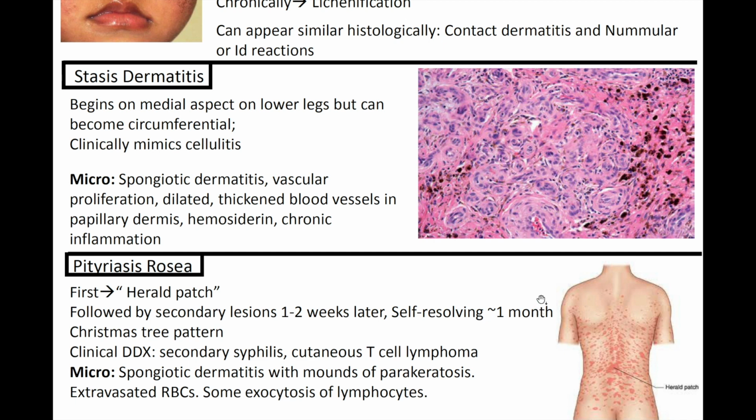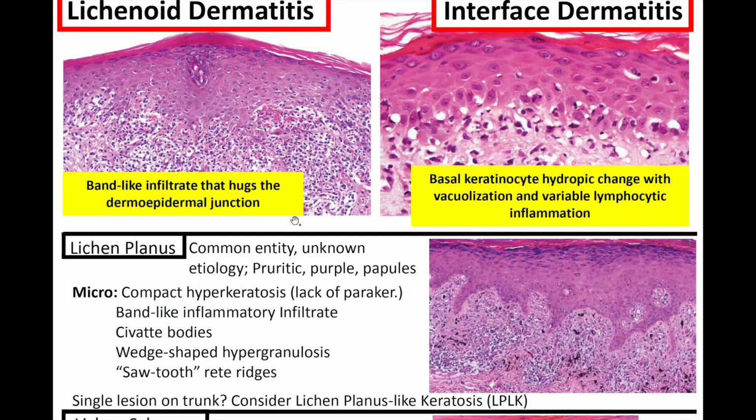Clinically, the differential diagnosis is secondary syphilis, cutaneous T-cell lymphoma, and then microscopically, you're going to see a spongiotic dermatitis with mounds of parakeratosis, extravasated red blood cells, and then some exocytosis of lymphocytes.